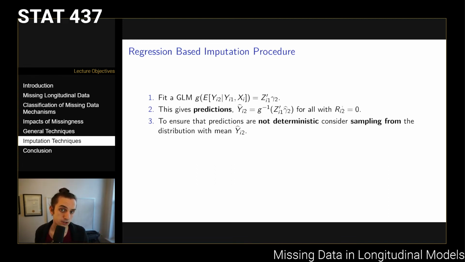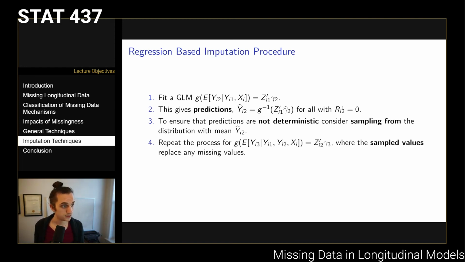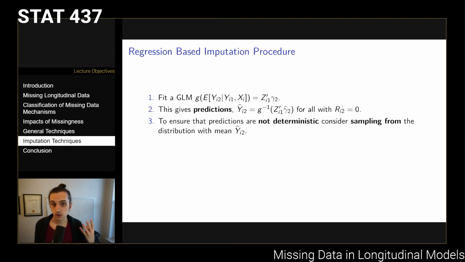And so to ensure that we're not doing that, right? Because if we're going to do this multiple times over, we don't want to get the same predictions every single time, right? That would defeat the purpose of doing multiple imputation. So instead of actually using yi hat 2, what we're going to do is sample from the distribution, right? If you're thinking about a linear regression, then we're thinking about that as being normally distributed. And so we'd sample from a normal distribution with a mean of yi hat 2.